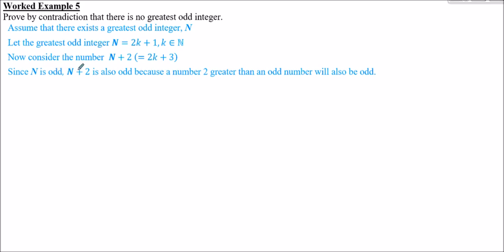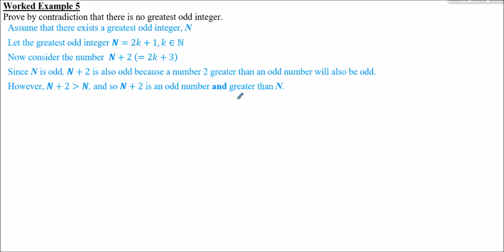Since N is odd, N plus 2 is also odd, because a number 2 greater than an odd number will also be odd. Of course, on the number line, odds alternate. Every second number is an odd, and every second number is an even. So, N plus 2 is odd. However, of course, just state the obvious: N plus 2 is greater in magnitude than N on its own. And so N plus 2 is an odd number and greater than N.